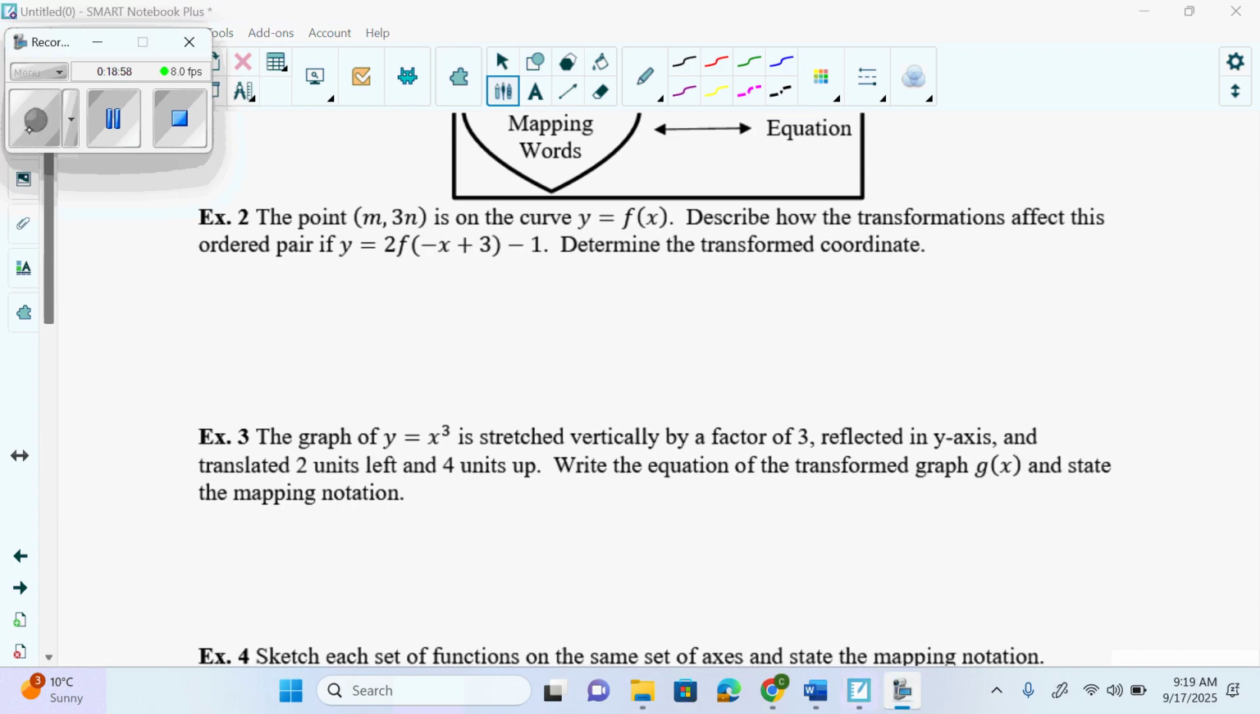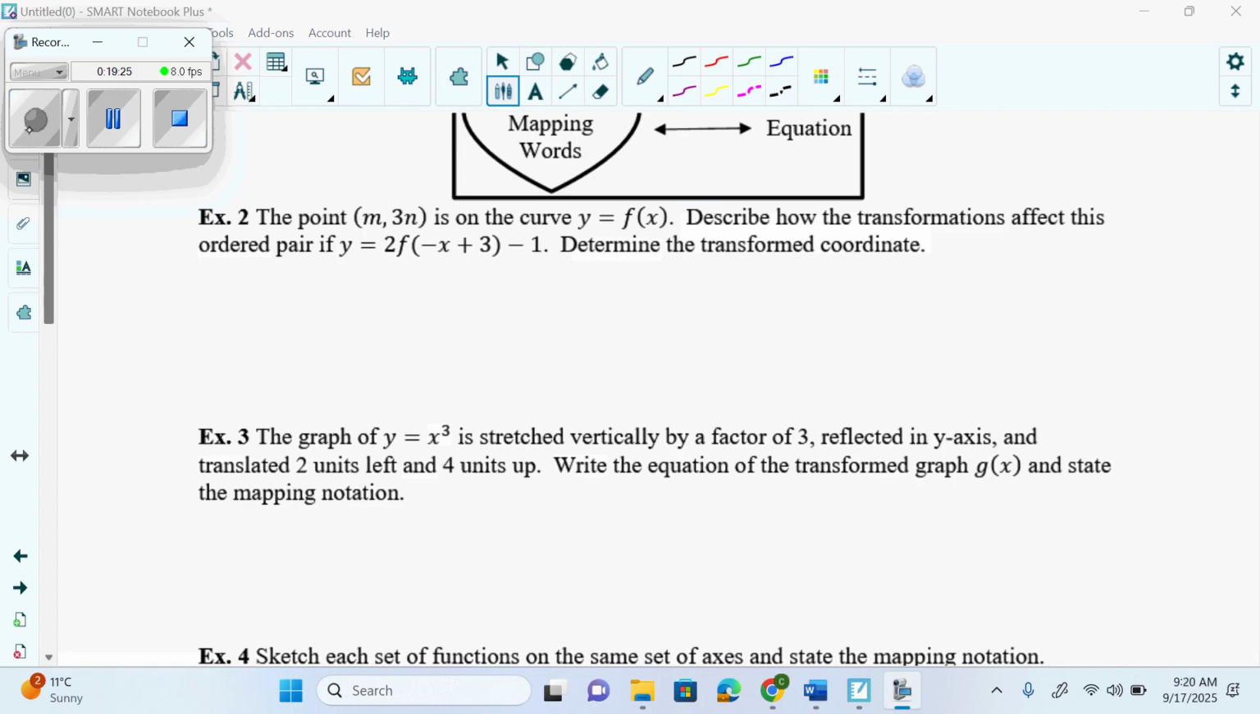Go. Example 2, we're moving a point. When we move a point, we move many points, which is a graph. What do we use? Mapping. Every single time. It's on the curve y equals f of x. We throw a little party in our heads. It's a nice basic function. Best thing they can give us. Correct? Okay. Describe how the transformations affect the ordered pair. If this is the transformation, then determine the transformed coordinates.